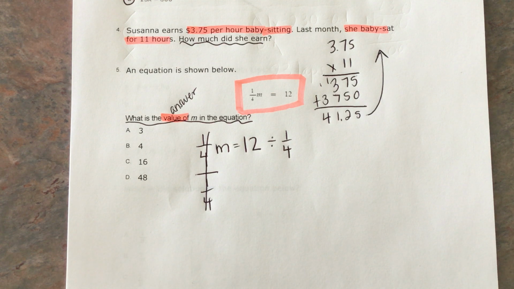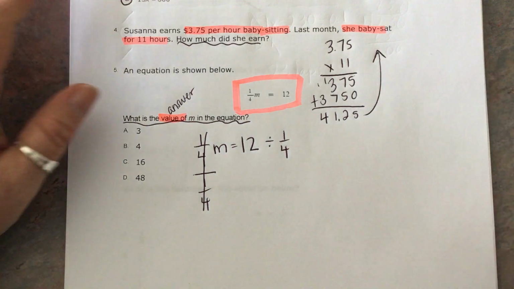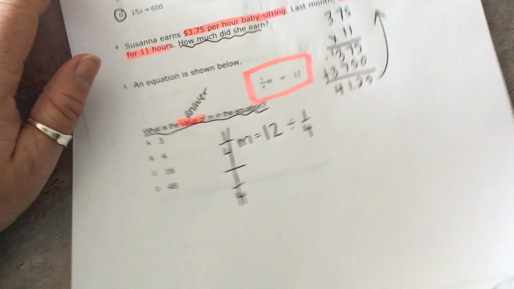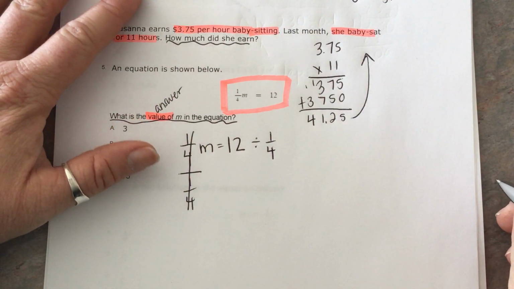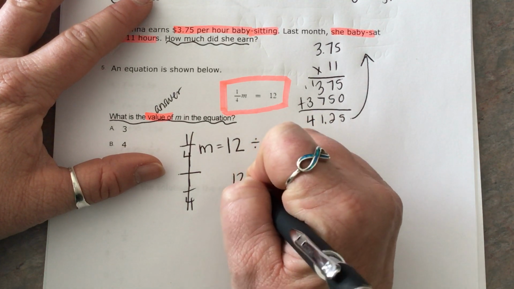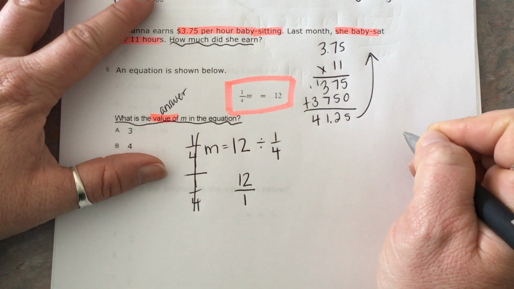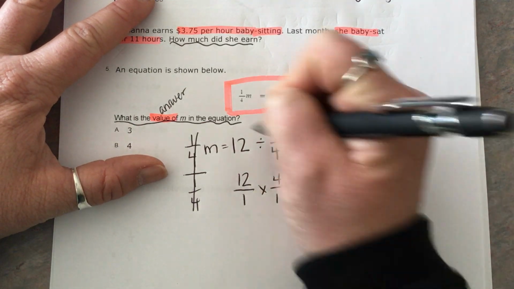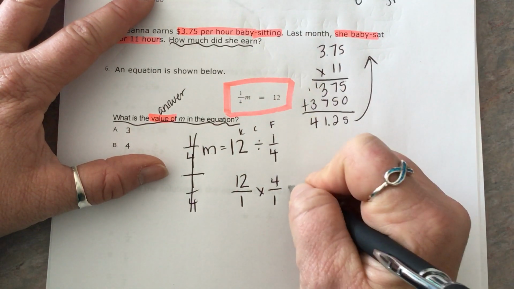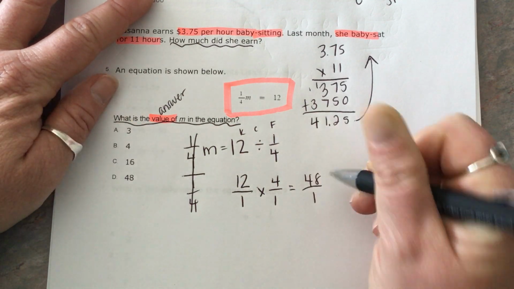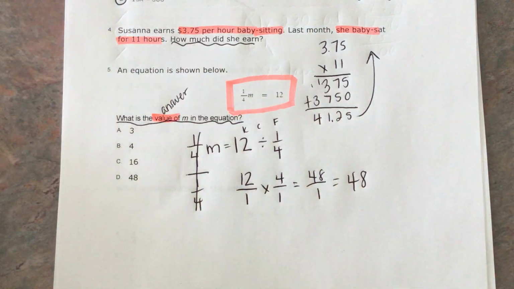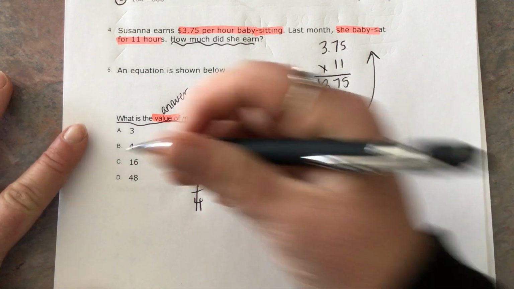Caitlin, what do we do here to solve this problem? You have to divide 12 by 1/4. So you have to put a 1 underneath the 12, and you have to put the 4 on top, and then you get 48. Okay? How many of you guys got that as your answer? All right, good job.